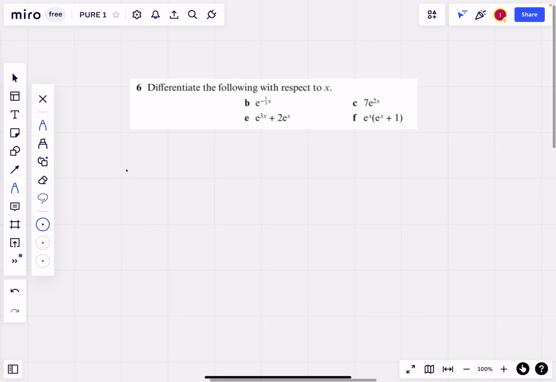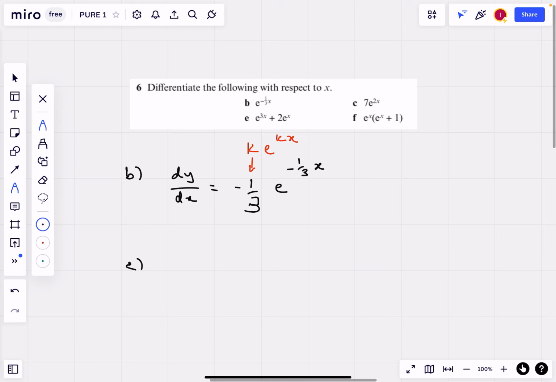Okay, B. We've got e to the power of minus a third x, and we want to differentiate. So we times by the power, and then we write whatever's left, or whatever was originally there. So in this case, I'm still following the ke to the kx rule, where k is minus a third. Okay, C.